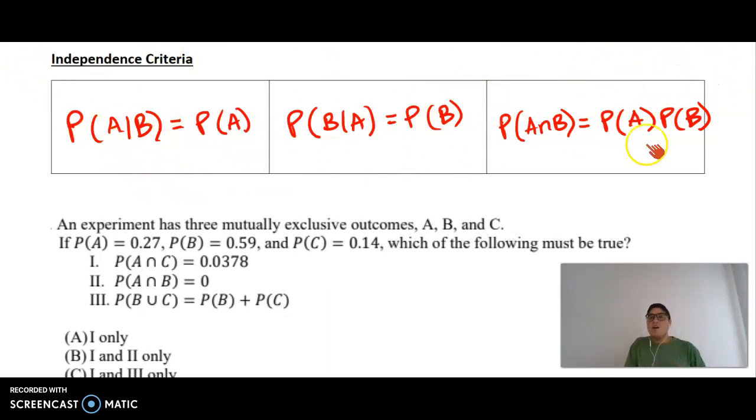Now, none of these formulas are given on the AP exam, so you do need to memorize them, but they're pretty similar. This and just means multiply both. And with this one, if they do not influence one another, then regardless of whether B happens, A should be the same. And regardless of whether A happens, B should be the same.